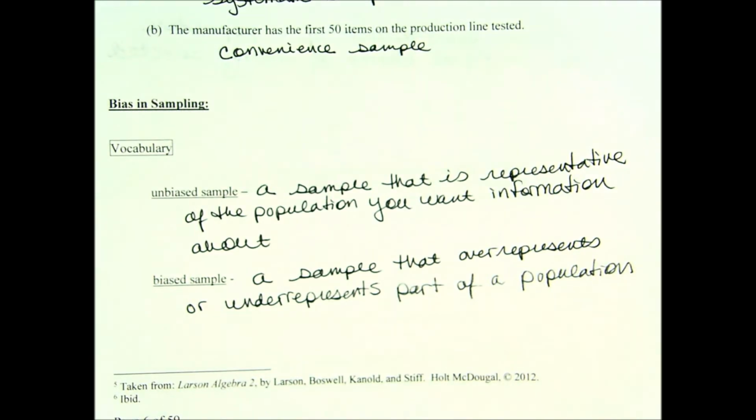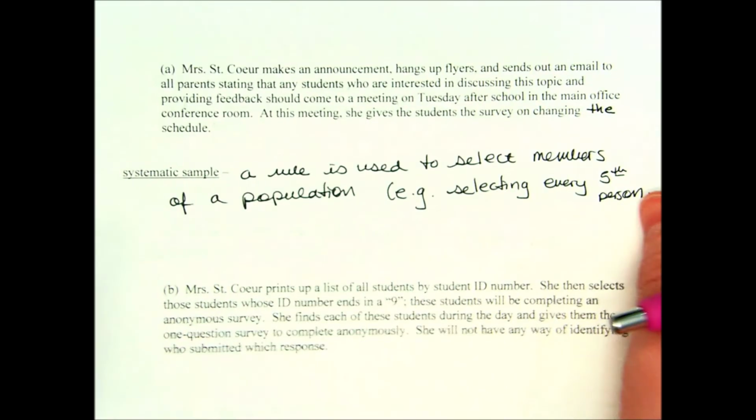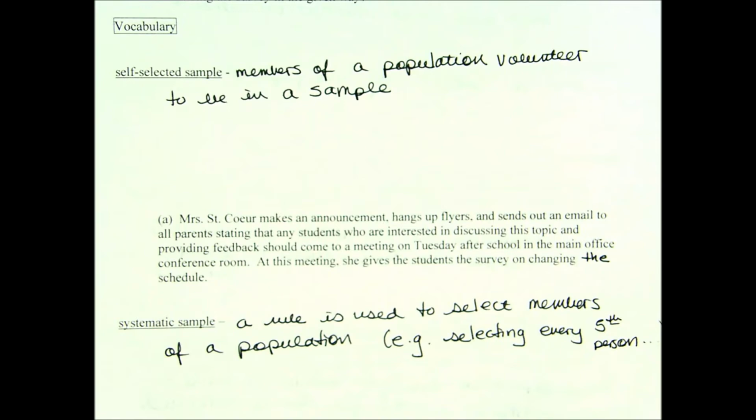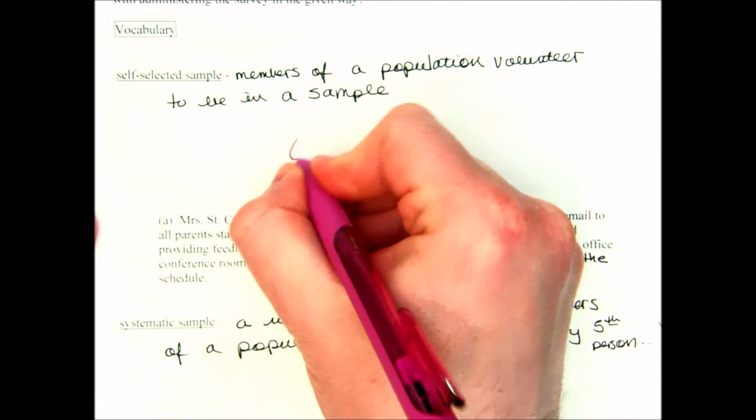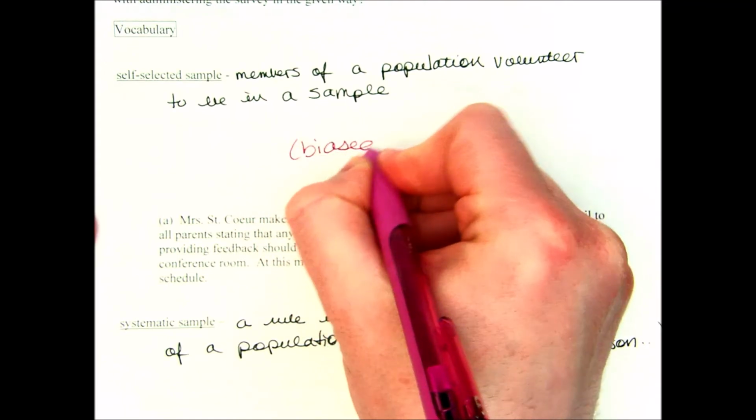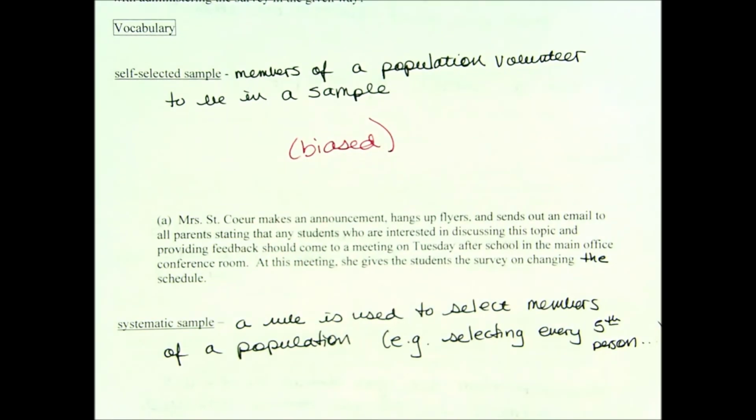In an unbiased sample, we have a sample that truly represents the population we want information about. In a biased sample, well, that sample over-represents or under-represents part of a population. Going back to the example of Mrs. St. Kerr surveying students, if we're looking at a self-selected sample, that's a biased way of collecting information about people.